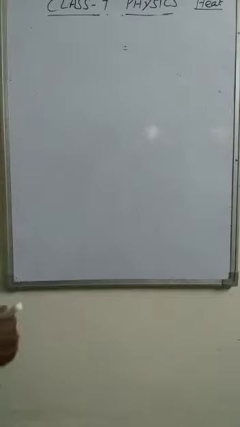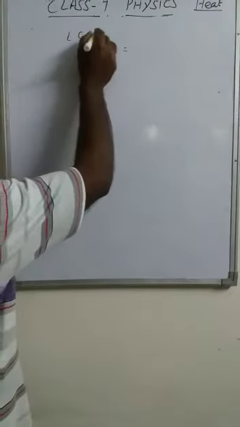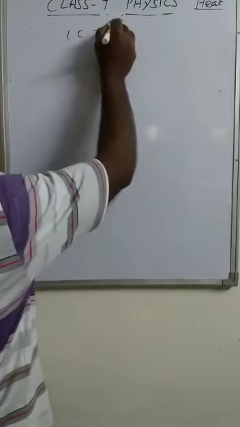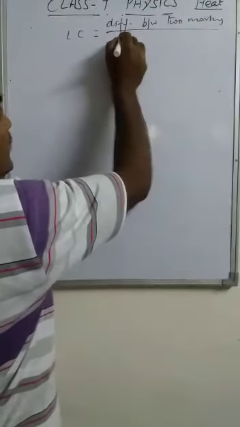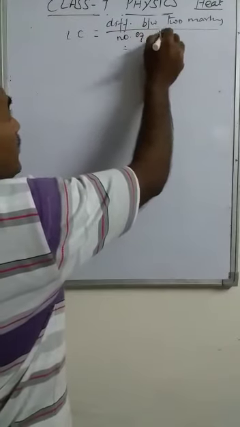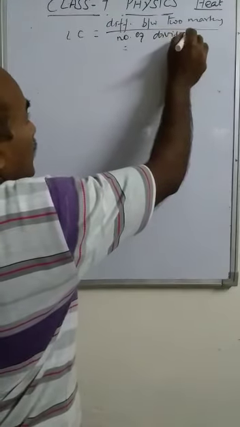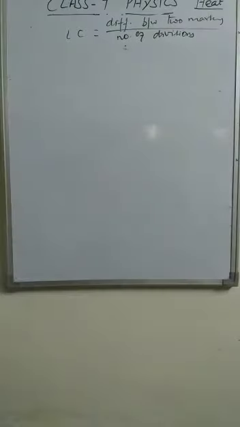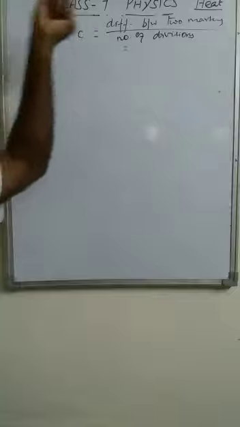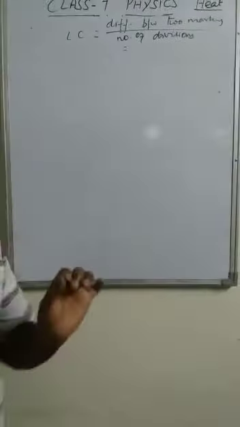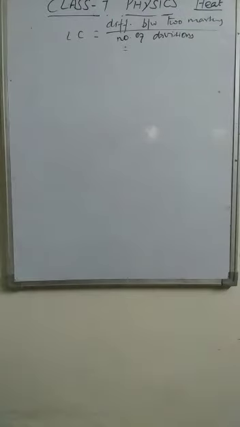And the formula for least count is the difference between two well marking on the thermometer upon number of divisions in between them. Number of divisions in between them. That is the least count. And we prefer the thermometer which is having very small least count.